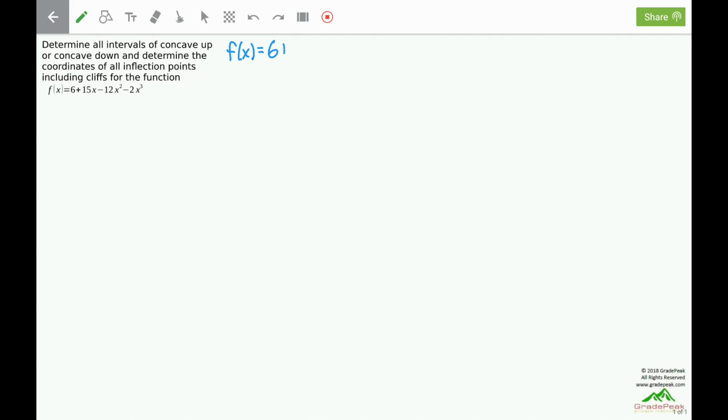f of x equals 6 plus 15x minus 12x squared minus 2x cubed, which is a polynomial, and a polynomial has a domain that is all real numbers, or negative infinity to positive infinity. The next thing to do is find all candidate numbers.